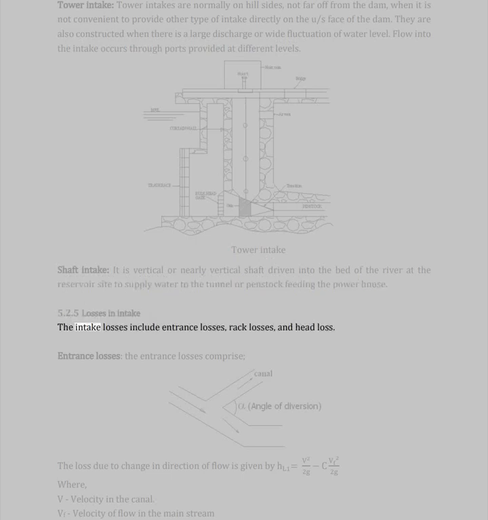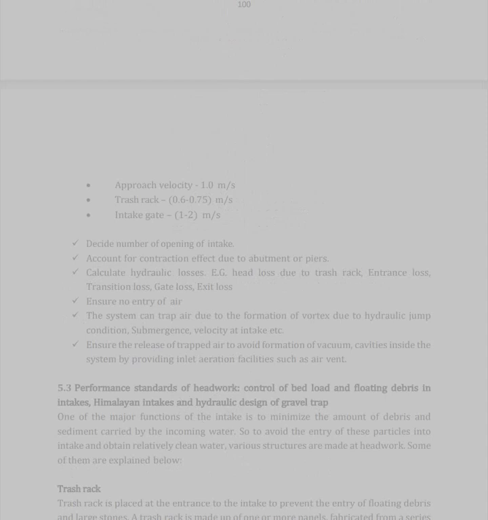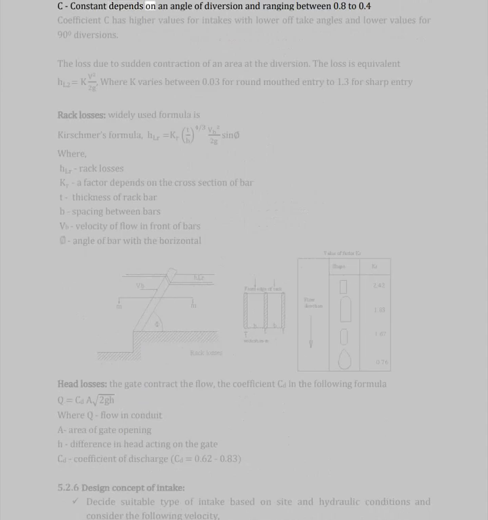5.2.5 Losses in intake. The intake losses include entrance losses, rack losses, and head loss. Entrance losses. The entrance losses comprise the loss due to change in direction of flow, given by H = C(V - VF)², where V is the velocity in the canal and VF is the velocity of flow in the main stream. C is a constant that depends on the angle of diversion and ranges between 0.8 and 0.4. Coefficient C has higher values for intakes with lower offtake angles and lower values for 90° diversions.